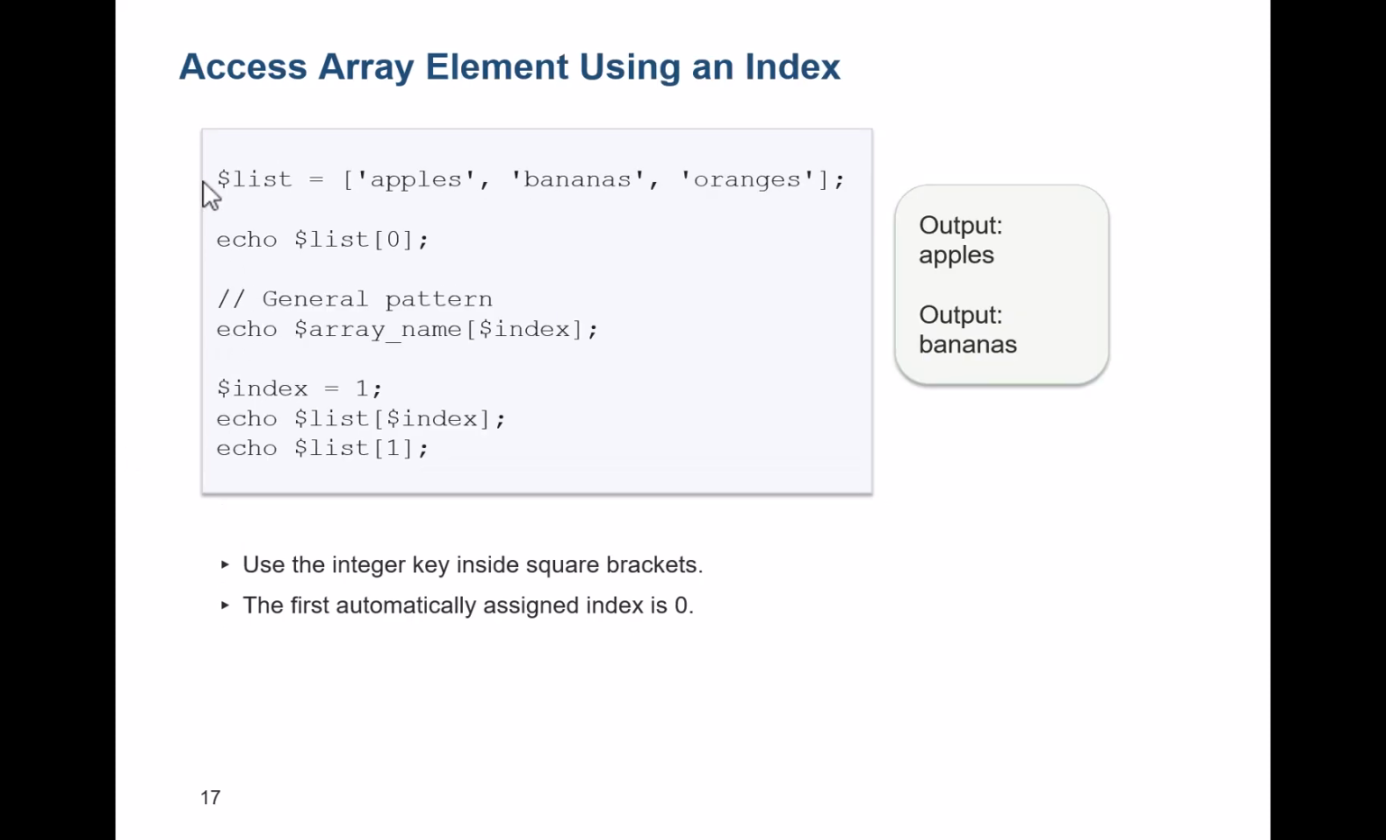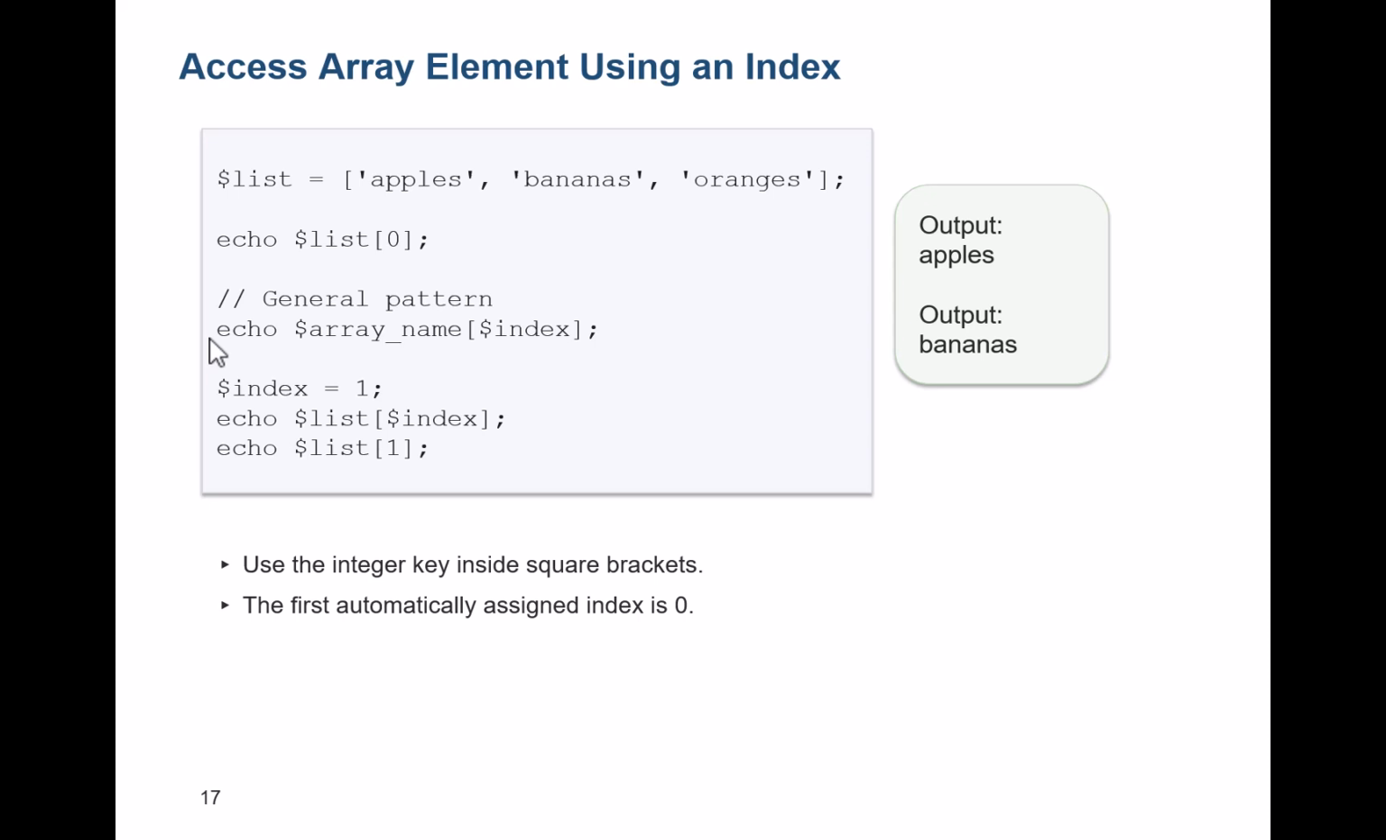Here is a standard index array. Because PHP assigned the keys automatically, the first element uses index 0. To access the first value, we use the echo statement with the array variable and the key. This displays apples. The general pattern is echo, array name, and inside of the brackets is index.